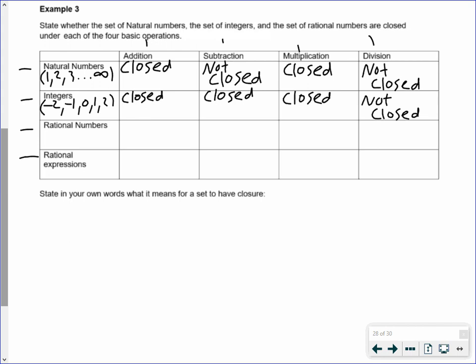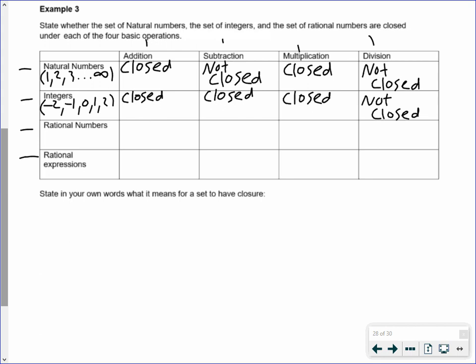For instance, 3 and 2 again. 3 divided by 2 gives you 3 over 2. 3 over 2 is 1.5. 1.5 is not in the set of integers. So it's not closed under division. Now we're going to talk about the set of rational numbers.